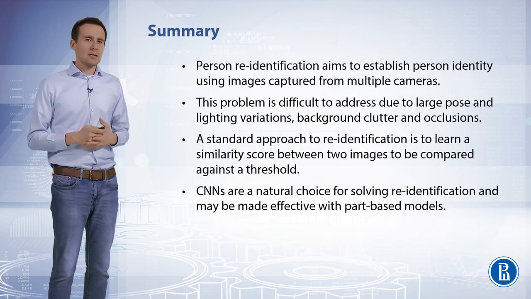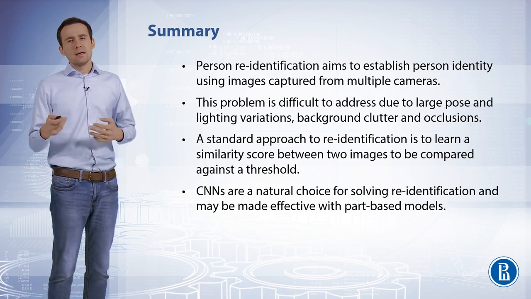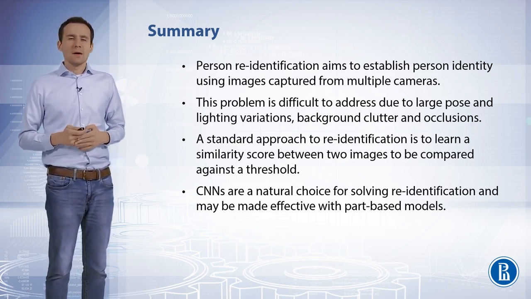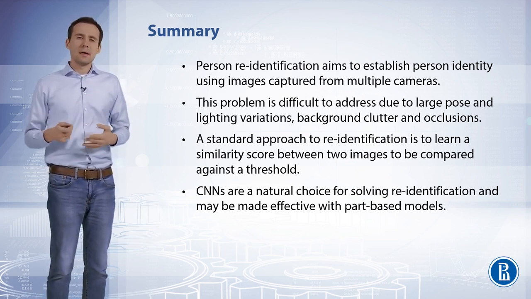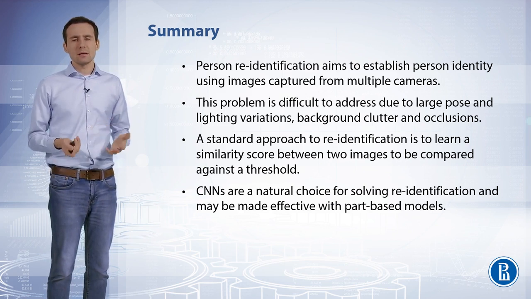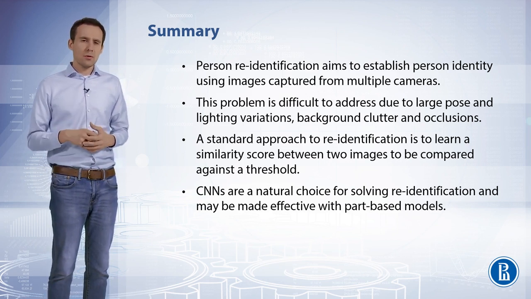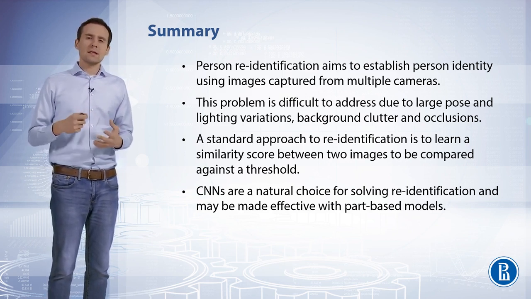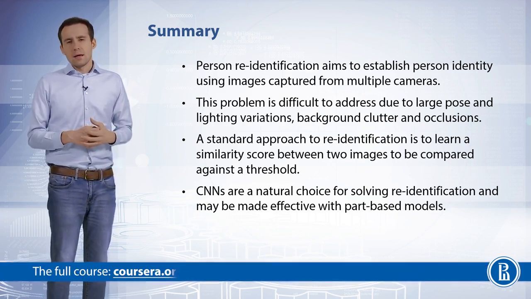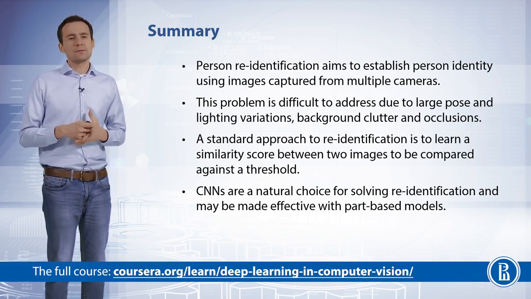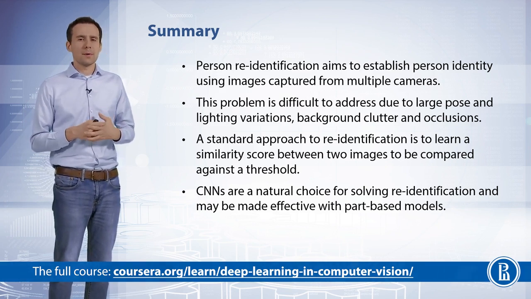So person re-identification aims to establish person identity using images captured from multiple cameras with non-overlapping views. This problem is really difficult and, in fact, not fully solved due to large pose and lighting variation, clutter and occlusions. The standard approach to re-ID is to learn a similarity score between two images, and that's similar to face verification. CNNs are a natural choice for solving re-ID. Furthermore, you can approach this problem within the part-based framework.